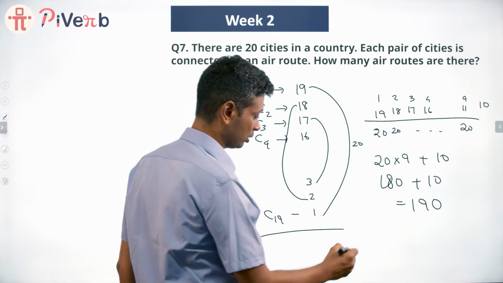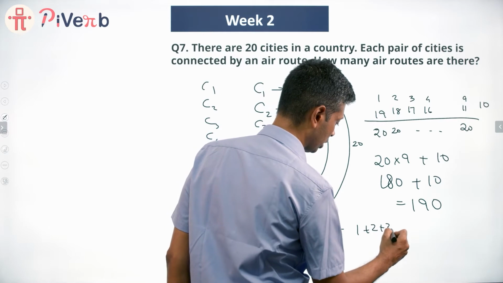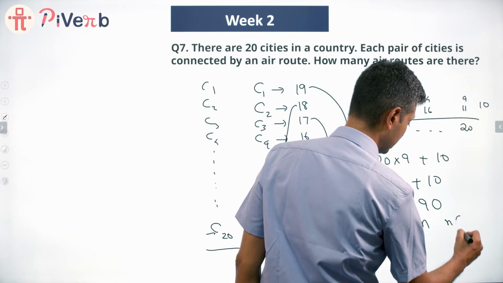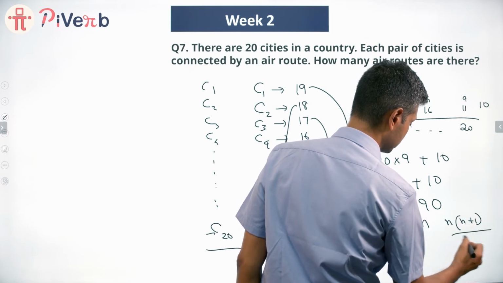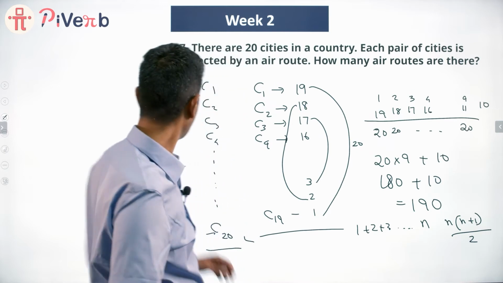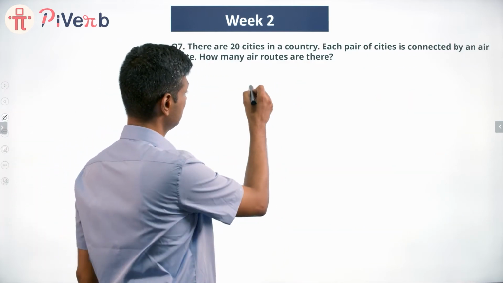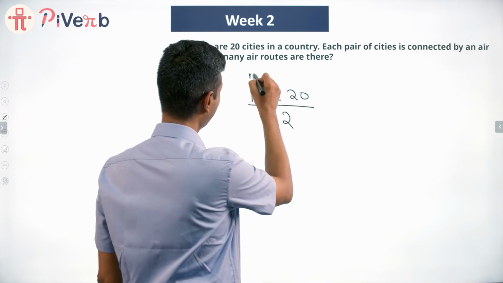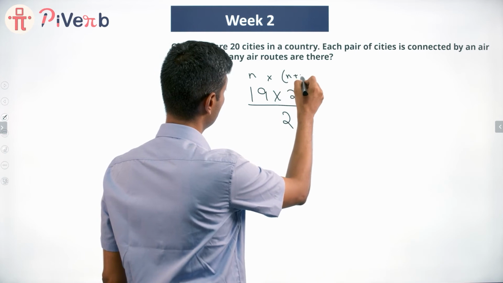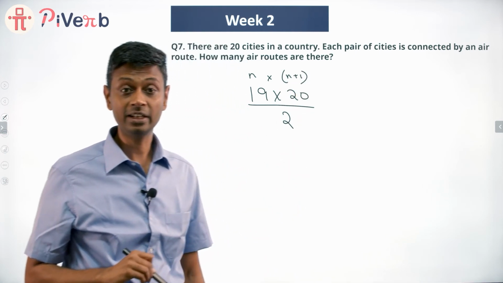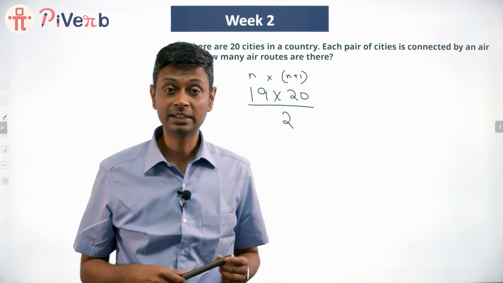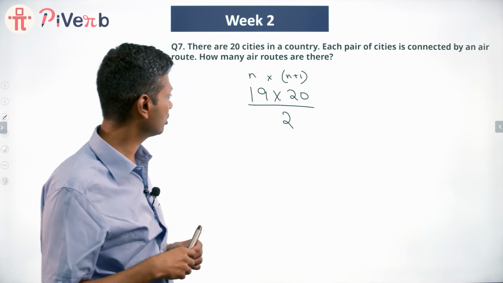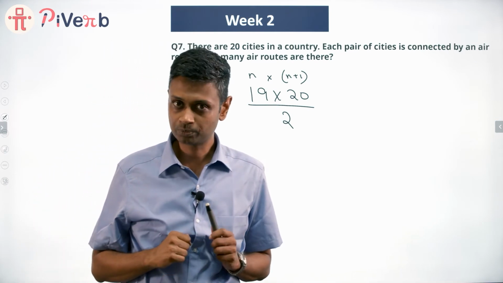Whenever you're adding natural numbers, 1, 2, 3, all the way till n, the sum of all natural numbers till n is n into n plus 1 by 2. So the sum of all natural numbers till 19: n into n plus 1 divided by 2, n is 19. I'm adding all natural numbers till 19. 19 into 19 plus 1, 19 into 20 by 2. Sum of all natural numbers till n is n into n plus 1 by 2.